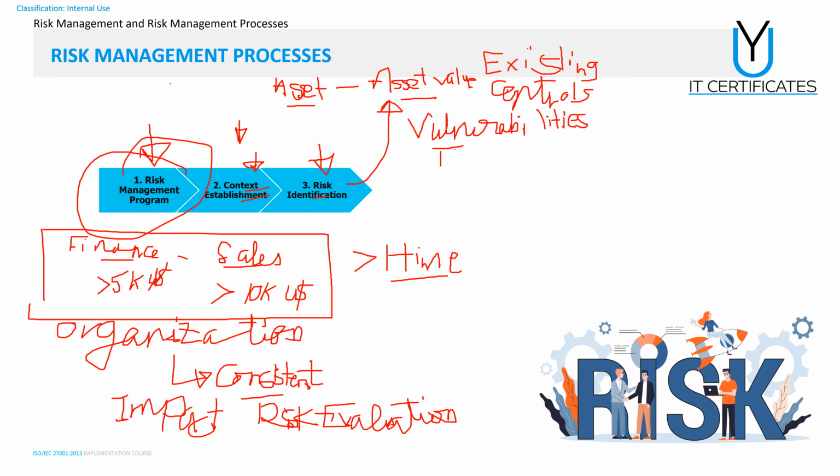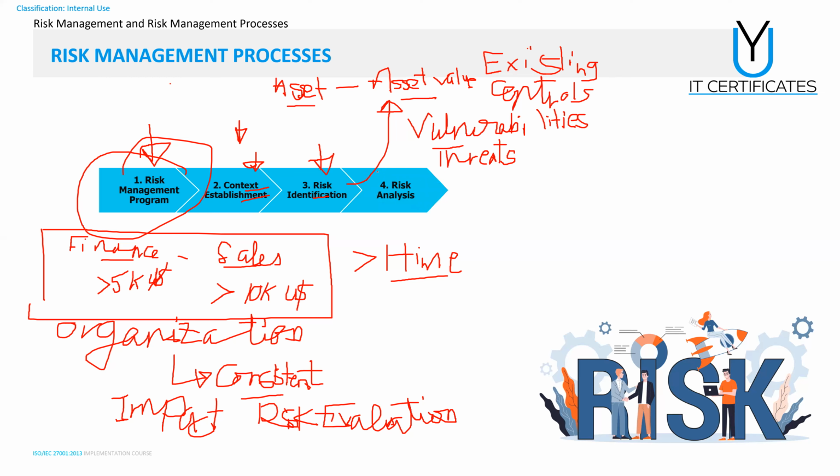Also, what are the threats which can threaten your assets? If you are able to understand the threats which can threaten your assets, then you can understand the risk and you can minimize or mitigate these risks. These are the important pieces of information which you have to understand in risk identification. We will cover this in more detail when we discuss the risk identification process.